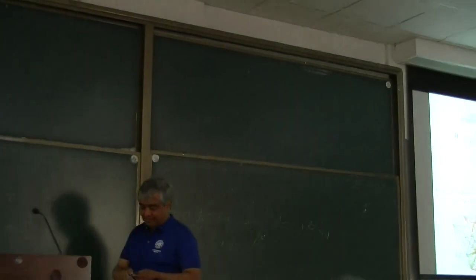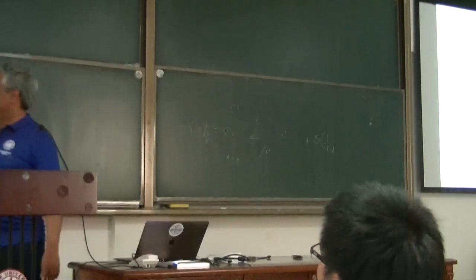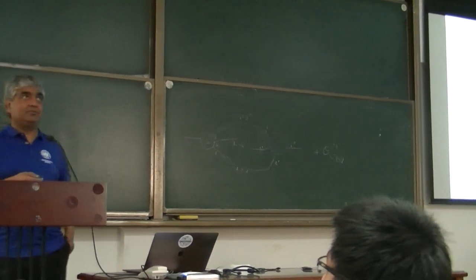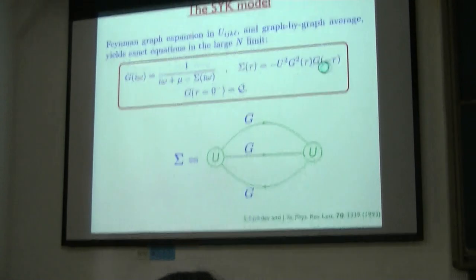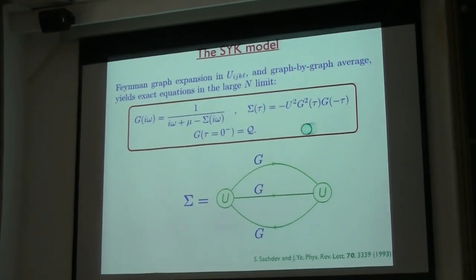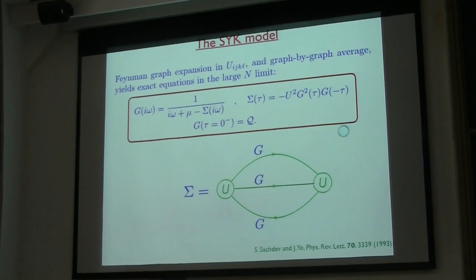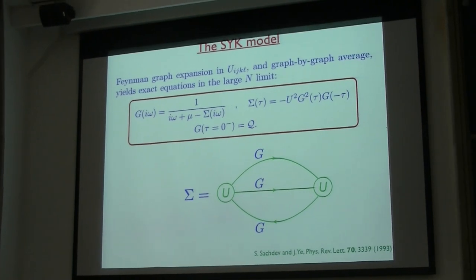So the final result is very similar to the equation I wrote down earlier for the random matrix problem. Here's the Green's function. In the random matrix problem, the sigma was t squared times G, and now sigma is J squared times G cubed, that's all. And you can also look at the q-body model. This is the two-body interaction; if you have a three-body interaction, this will be G to the fifth, and so on. And all of those higher q's have properties similar to q equals 2, the problem I'm showing you.